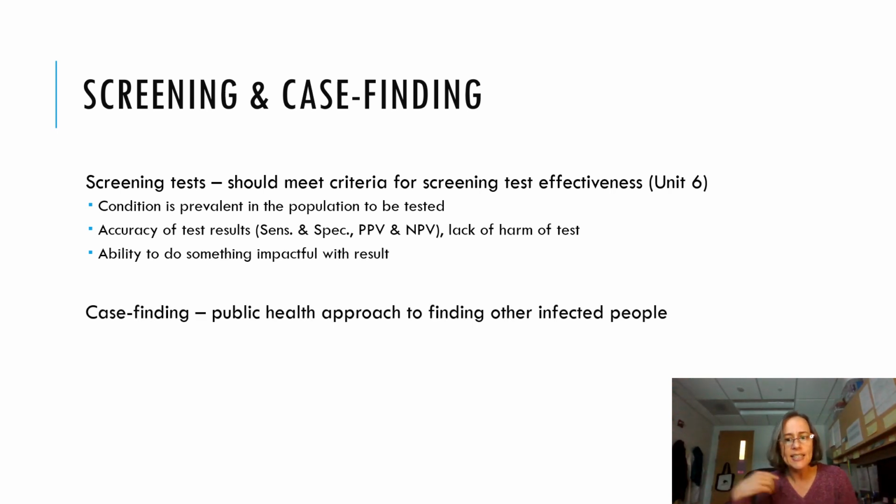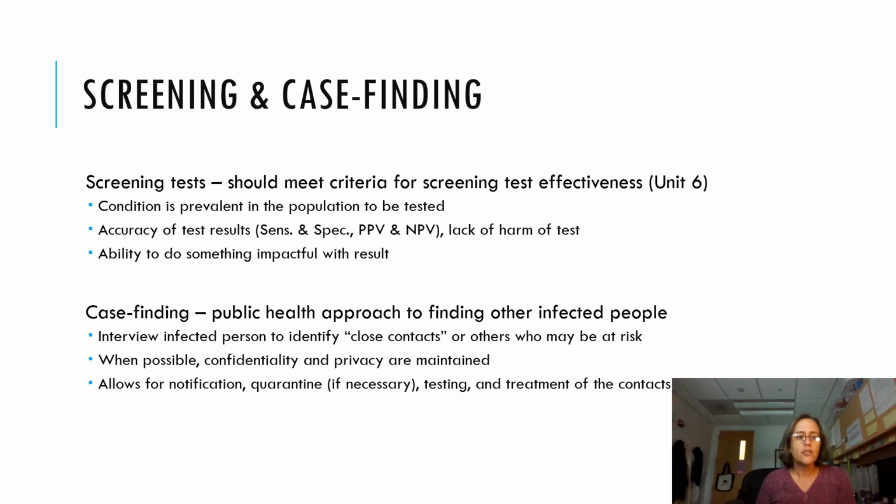Case finding is then a way to find other infected people. So what we're going to do is if someone is found to be infected, say they test positive on a screening test, we're going to talk to them and find out who their close contacts are. Who do they live with? Who have they had sex with? Who do they work with?